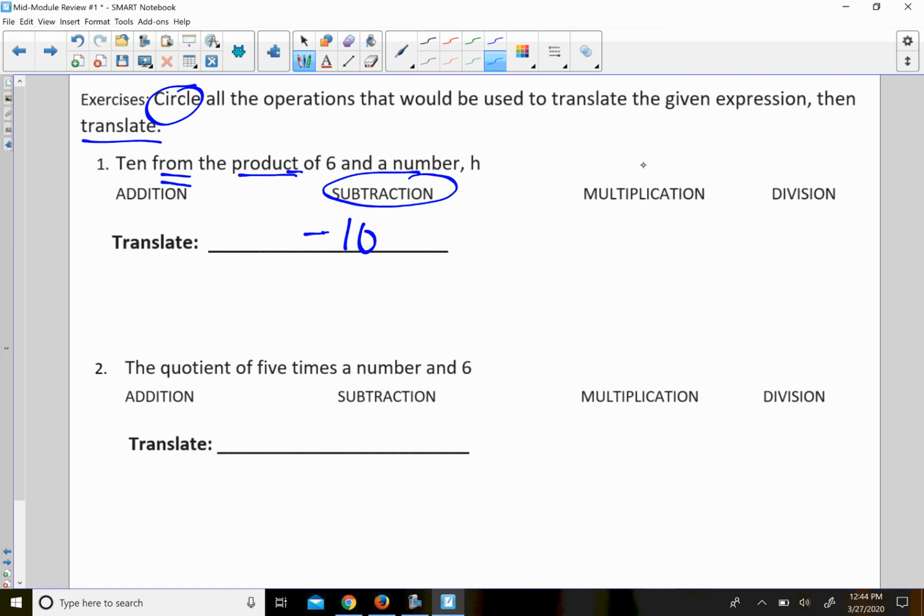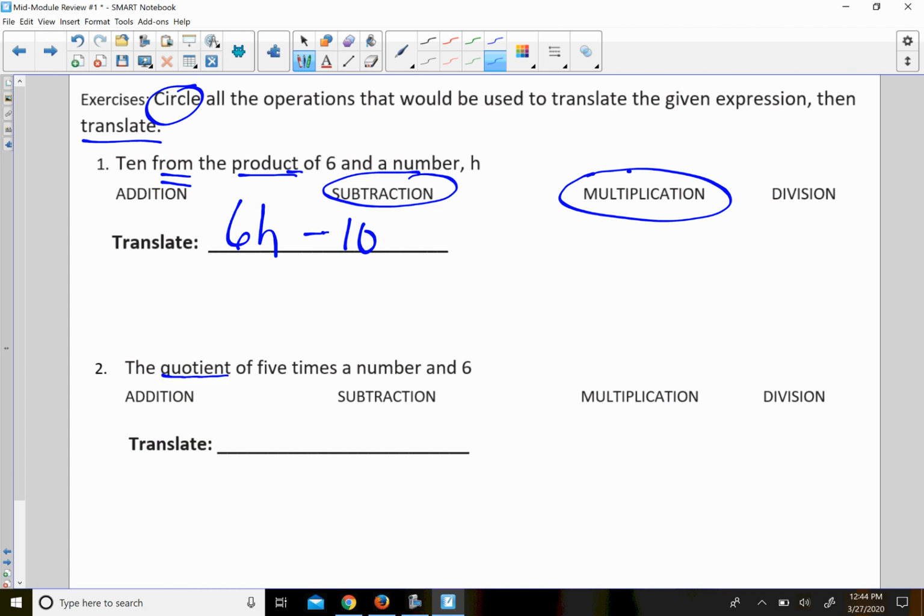So the product is the answer when I multiply. So 6 times h minus 10. And again, I'm going to encourage you to pause the video, try out number 2, and then unpause it to check in with me. So hopefully at this point you paused and tried it.